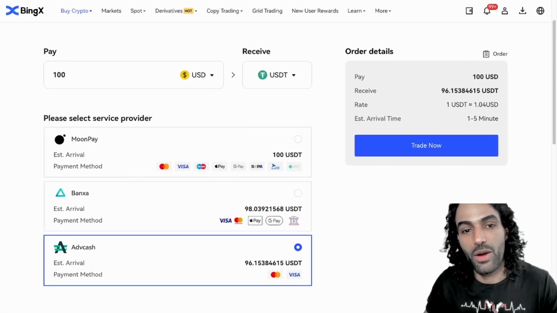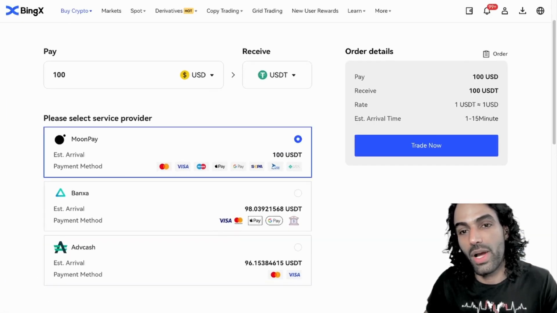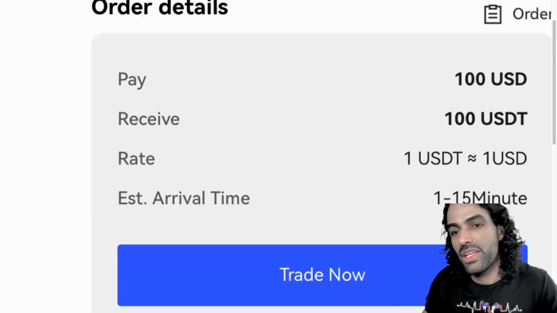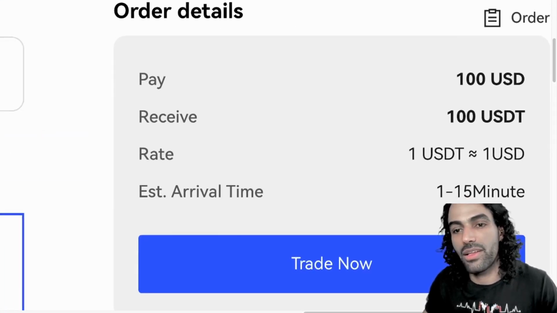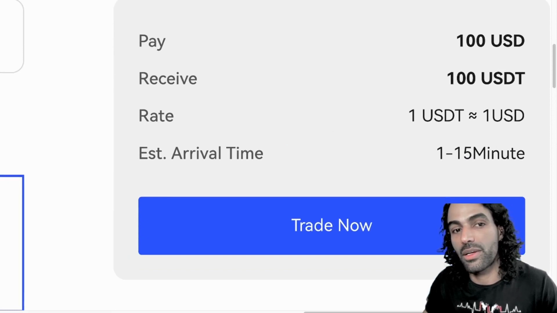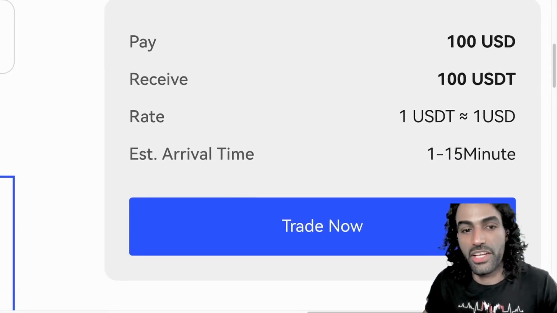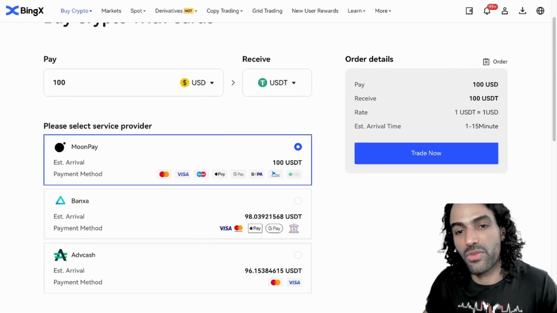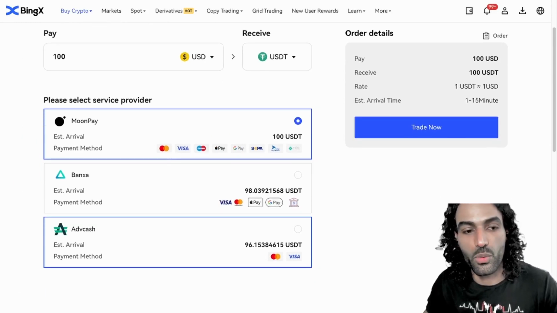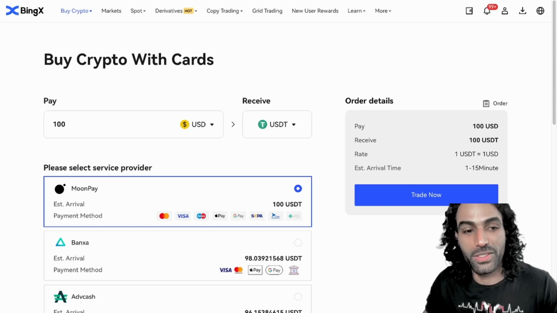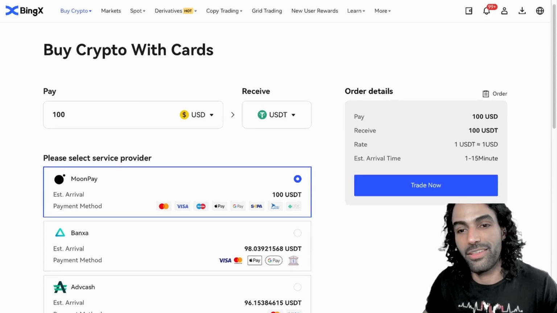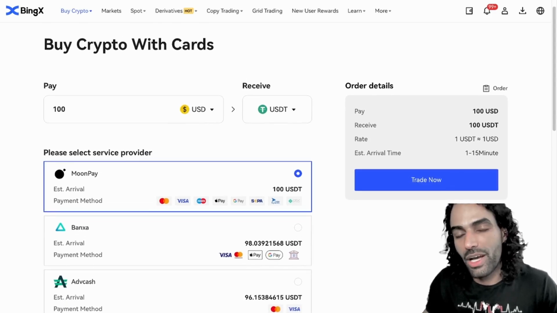This is faster. However, in this one you don't have to pay anything. There is no fee. You pay $100, you get $100 cryptocurrency USD Tether in exchange. However, the time of arrival is that you wait 10 more minutes than using the other one. If you're not in a hurry, I would suggest MoonPay, and you just wait 10 more minutes without any fees.